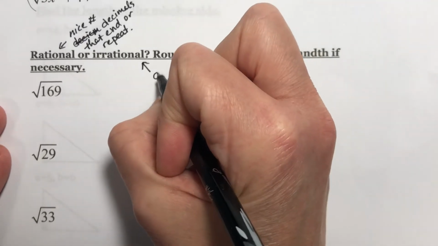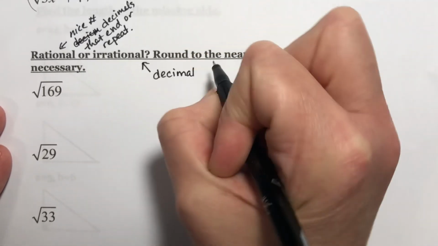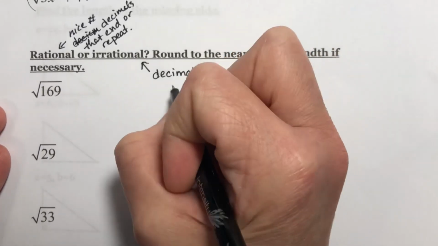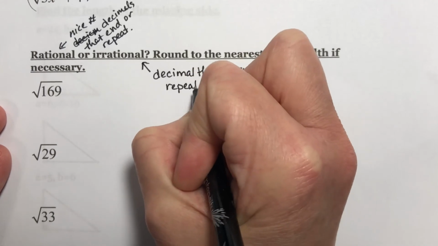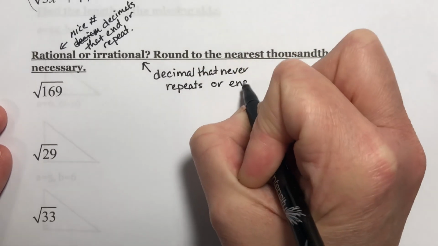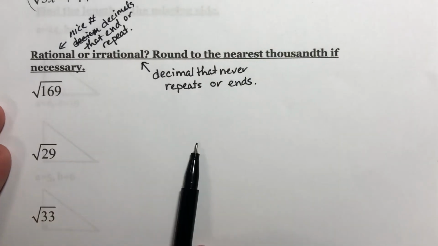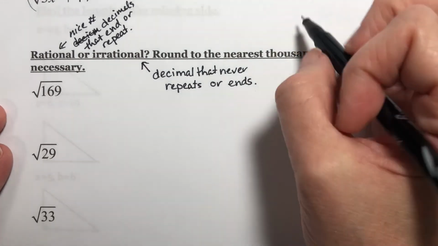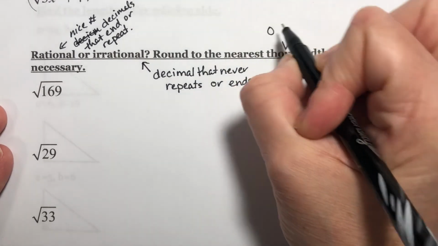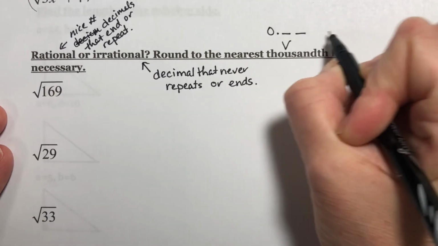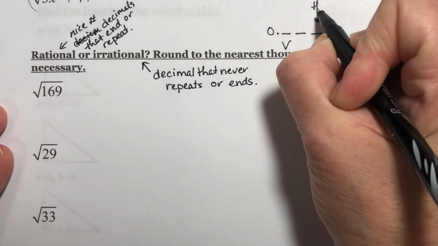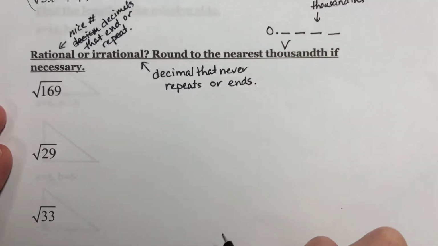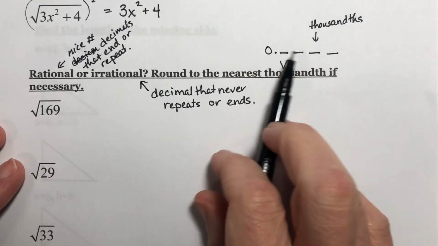Irrational is a decimal that never repeats or ends. Okay, so they want us to classify these and then they want us to round our answer to the nearest thousandth if necessary. Now, how many decimal places is the thousandth? Well, that's tenths, hundredths, thousandths. So that's thousandths. Which means we're going to have to look at the fourth decimal place to decide how this one rounds.